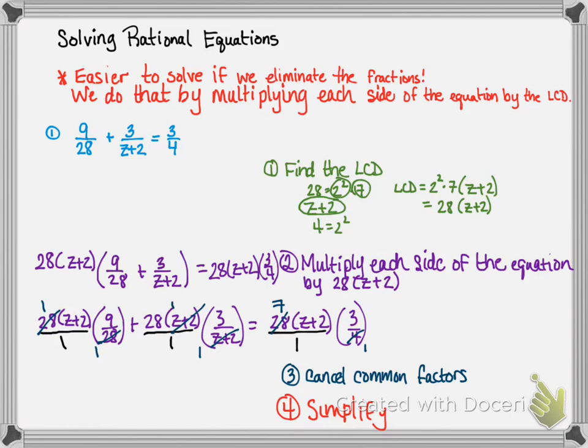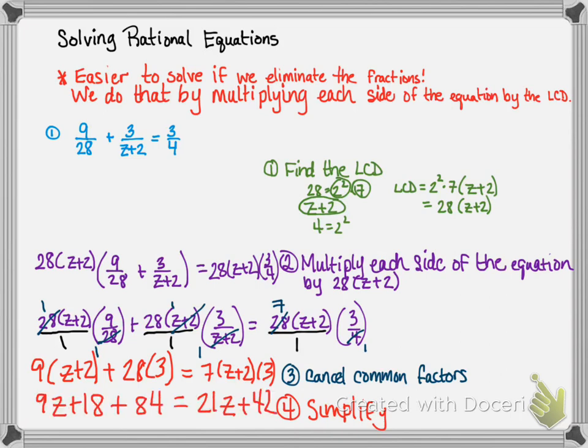Okay, now we're going to simplify. So when I multiply, I get 9 times z plus 2 plus 28 times 3 equals 7 times z plus 2 times 3. Let's distribute and simplify more. So 9 times z is 9z, 9 times 2 is 18, plus 28 times 3 is 84, equals 7 times z times 3, or 21z, and 7 times 2 times 3 is 42.